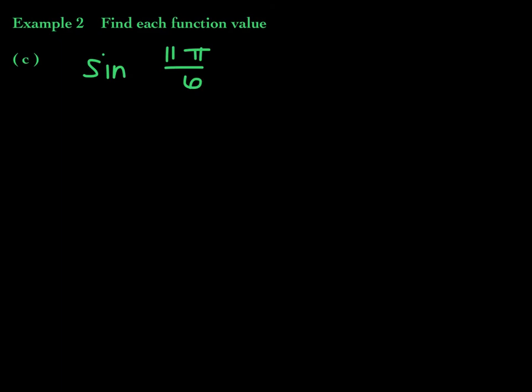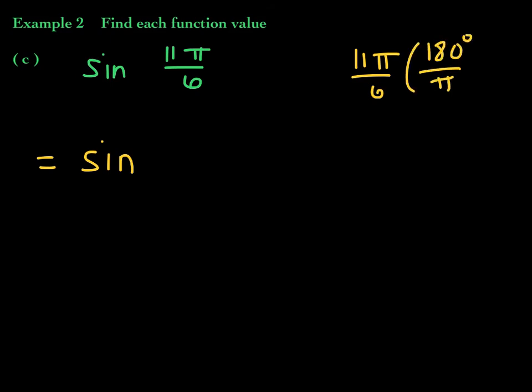All right, let's do this one. Sine of 11 pi over 6. What I'm going to do here is convert. I'm trying to show you different ways to find these function values. I'm going to convert 11 pi over 6, which is in radians, to degrees. Now, we talked about how to convert from radian measure to degree measure. So here you would multiply 11 pi over 6 by 180 degrees over pi. If you do this, you will find that 11 pi over 6 is equivalent to 330 degrees.